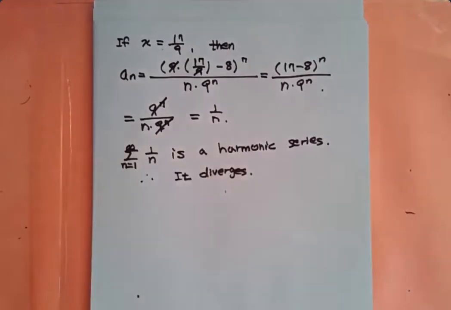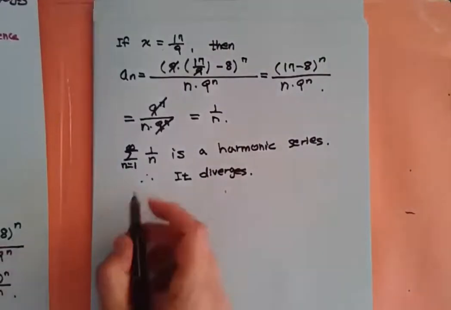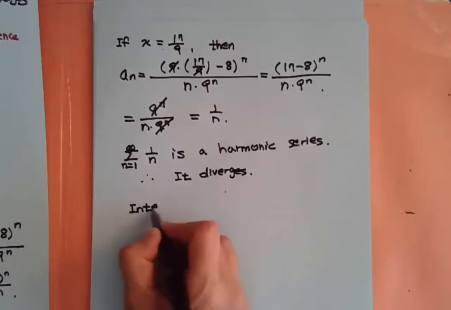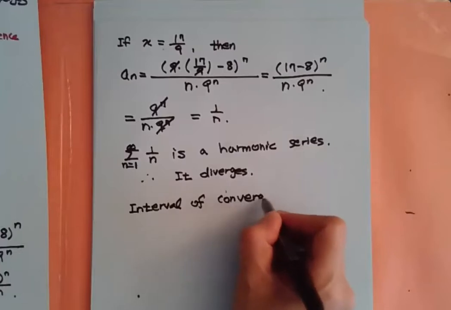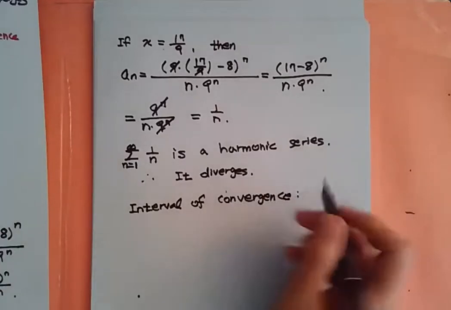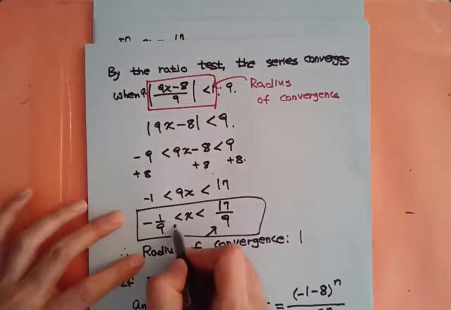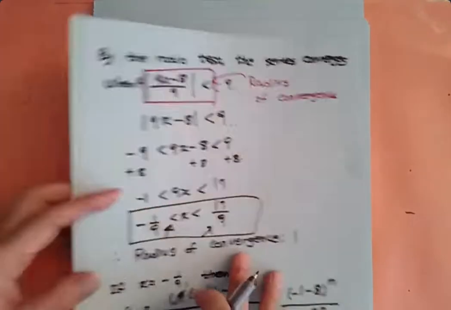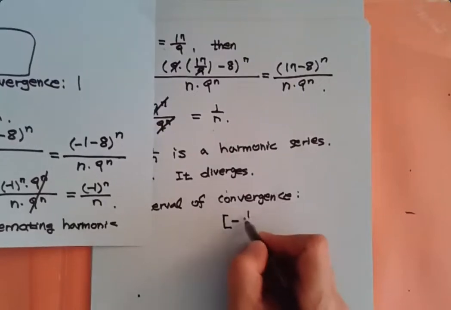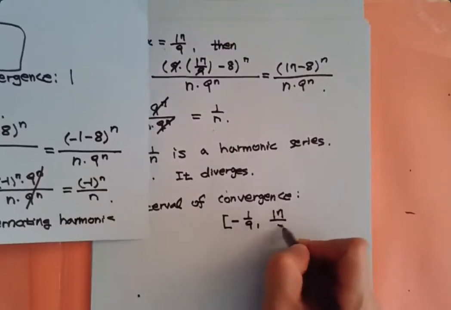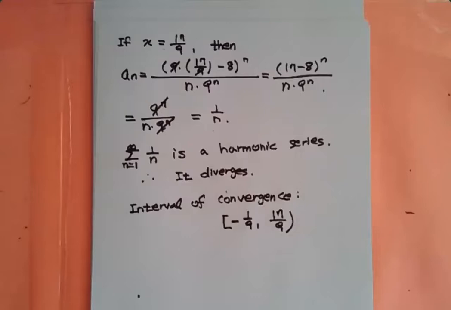So the interval of convergence will be, we know that this converges and this diverges. So open bracket -1/9 to 17/9 with a close parenthesis. So any questions?